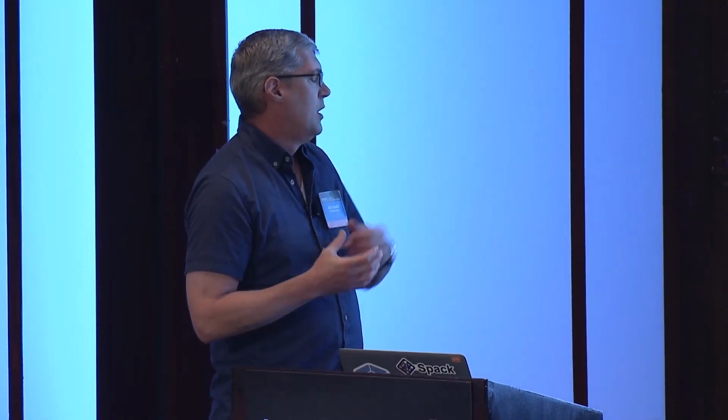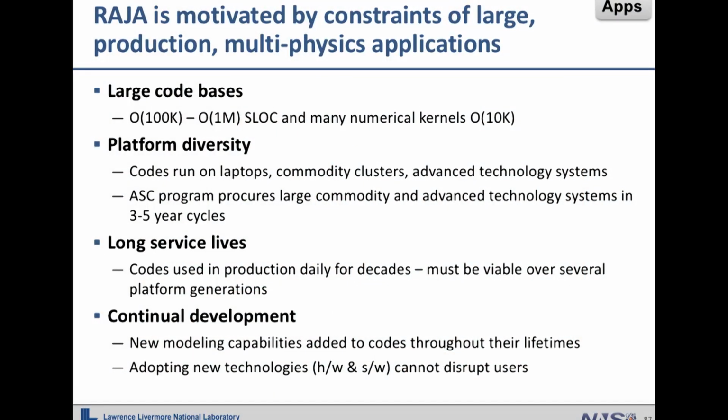This is true of all performance portability models, but these codes run on laptops. We run on DoD machines, machines at Livermore. We run on commodity clusters, these advanced technology systems. And the ASC program, which is the Advanced Simulation and Computing program in the NNSA, in the DOE, procures these large systems in 3 to 5 year cycles. But the codes live for decades.